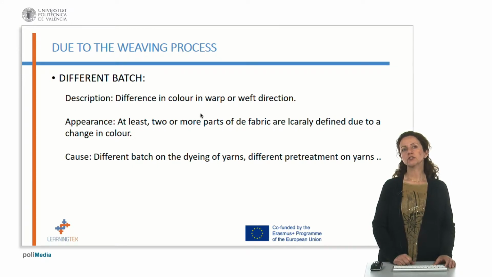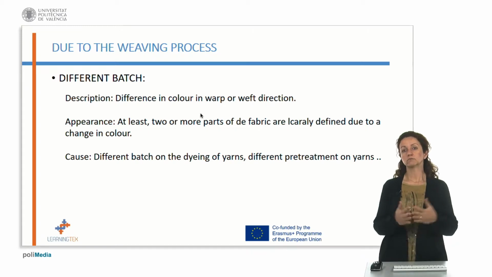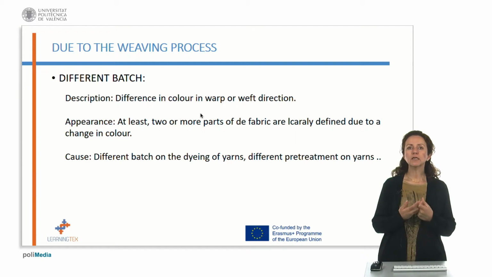Well, on this occasion what we can observe is a difference in color, which could be observed in the warp or in the weft direction. Sometimes it could be in both of them, but it's not very common. And, okay, what is the appearance? We can observe two clearly defined parts of the fabric because of a clearly changing color, okay?